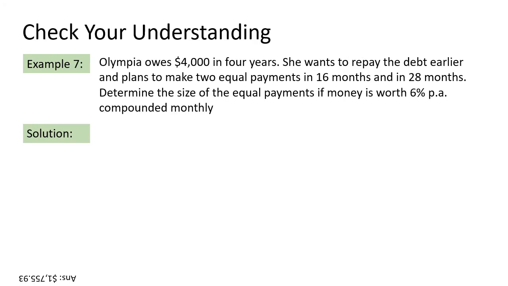So let's look at another example. Olympia owes $4,000 in 4 years. She wants to repay the debt earlier and plans to make 2 equal payments, one in 16 months and one in 28 months from now. Determine the size of the equal payments if money is worth 6% per annum compounded monthly. So, again, I'm going to start with a graph. Okay, so we're at year 0.